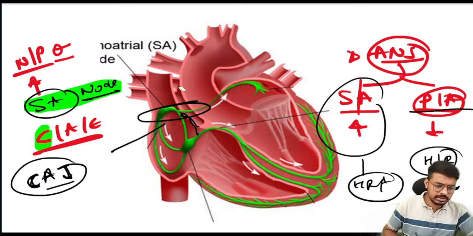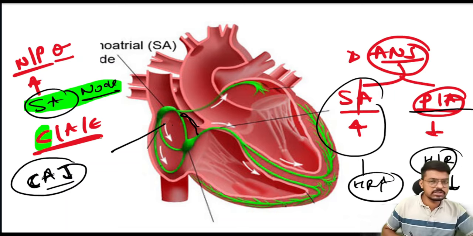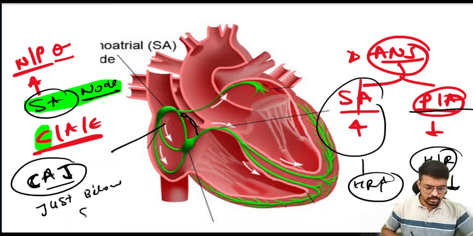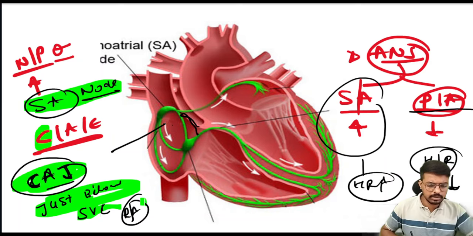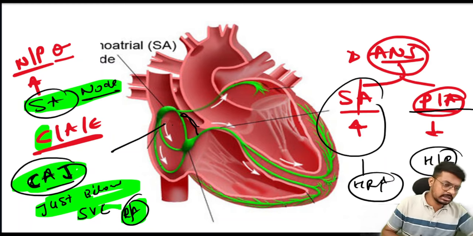So the SA node is located in the cavo-atrial junction. If that is not in the options, your answer would be just below the superior vena cava. If that is still not in the options, then the upper part of the right atrium. So these are your answers. The first priority goes to the cavo-atrial junction, then just below the superior vena cava, and last is the upper or superior part of the right atrium, which would be the correct answer indicating the location of the sinoatrial node, or SA node.